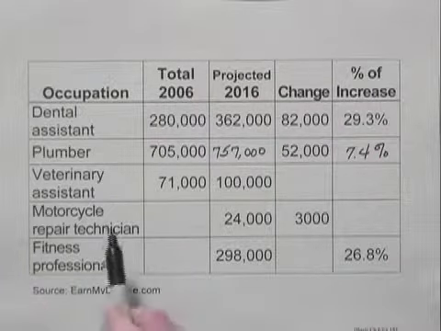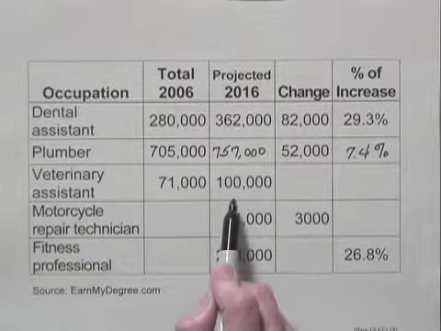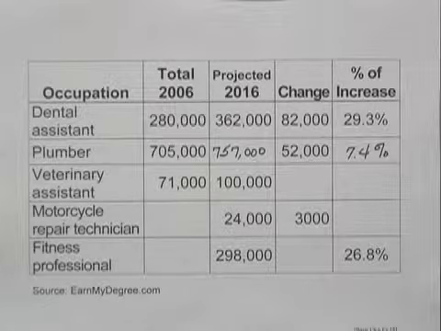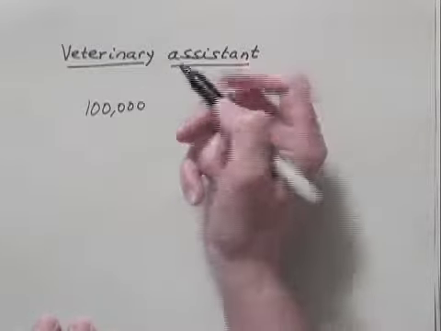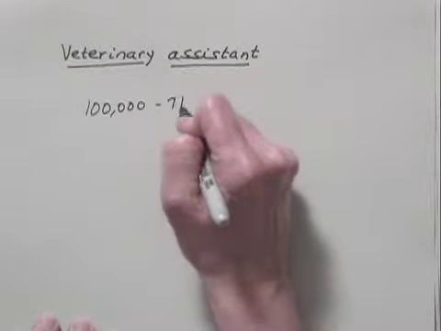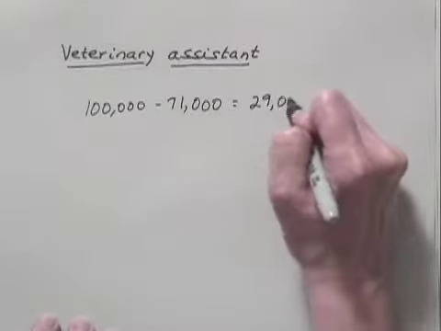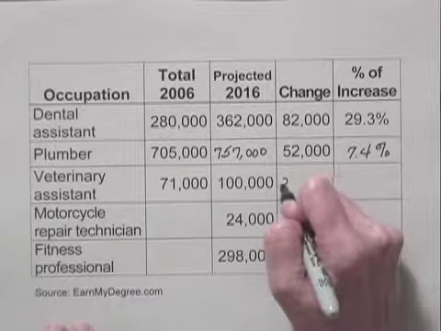And now let's look at the veterinary assistant jobs. There were 71,000 in 2006, and it's projected that there will be 100,000 in 2016. So we can add to find the, or we can subtract, excuse me, to find the change. The projected number in 2016 is 100,000, and we'll subtract the 2006 number. When we do that, we get 29,000 for the change. So let's fill that in.